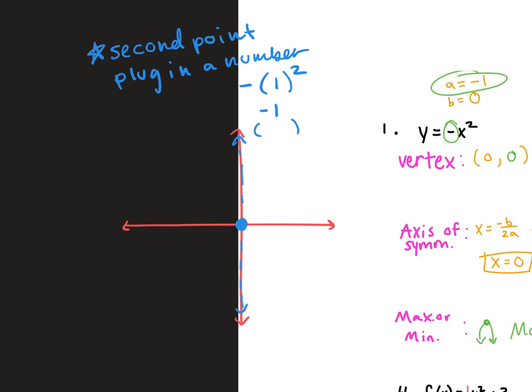So what's our point? What did we plug in? Plugged in 1 and got -1. So we're going to go to the right 1 and down 1. What should we do for our third point? Always just do the parabola. The same thing on the other side is our third point. Because remember, our axis of symmetry means our graph is symmetrical. So once we have our 3 points, we draw our parabola.